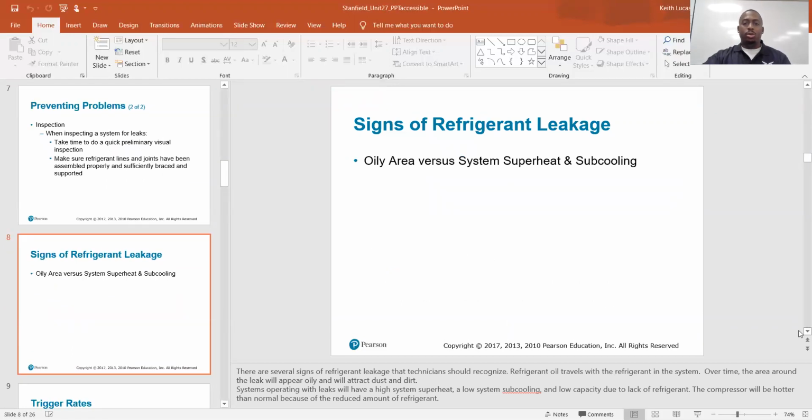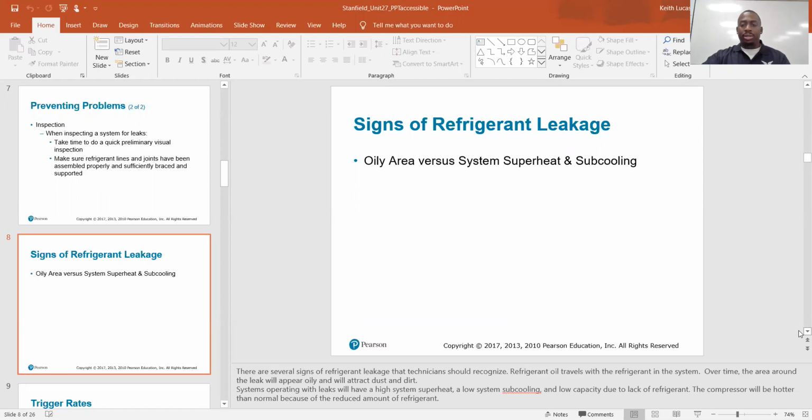Signs of refrigerant leakage: oily area versus system superheat and subcooling. There are several signs of refrigerant leakage that technicians should recognize. Refrigerant oil travels with the refrigerant in the system. Over time, the area around the leak will appear oily and will attract dust and dirt. Systems operating with leaks will have a high system superheat or low system subcooling, and a low capacity due to lack of refrigerant. The compressor will be hotter than normal because of the reduced amount of refrigerant.